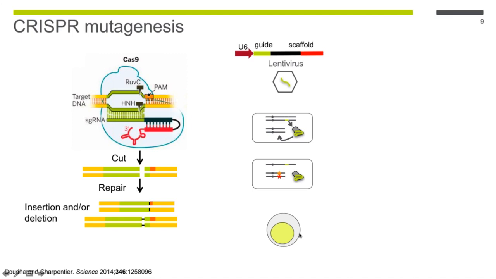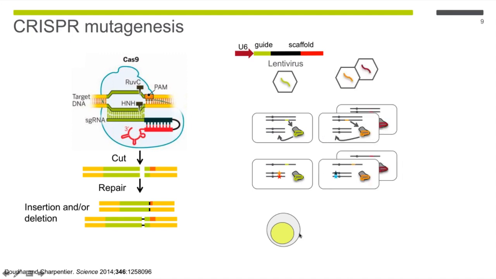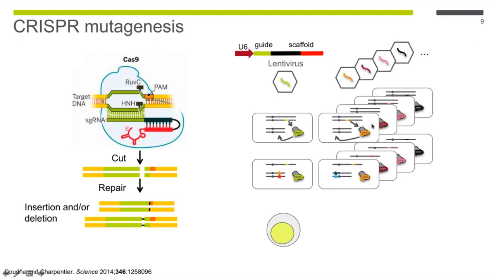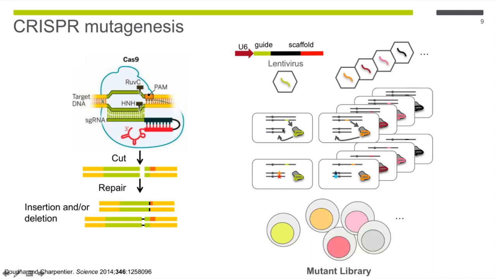And when we're doing screens, we'll actually use pools of lentiviruses designed to cut every gene in the genome. So this gives us a big pool of mutant cells with mutations in different genes, and we call this a mutant library. So this is what we can use as a starting point for our genetic screens.